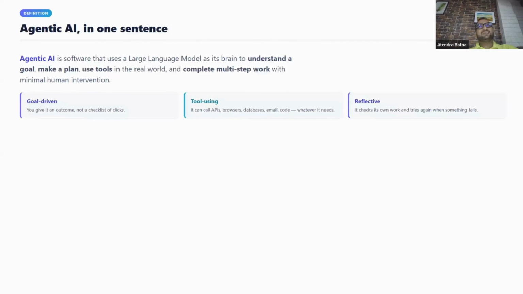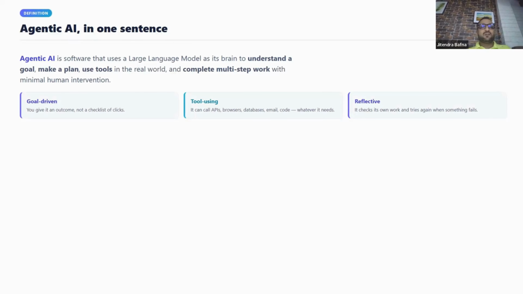So agentic AI is a software, or an agent, that uses a large language model as its brain to understand a goal, make a plan, use tools in the real world, and complete multi-step work with minimal human intervention. What does this mean? Agentic AI uses a large language model. The large language model can be Gemini, or Anthropic's Claude, anything like that. The large language model is the brain of your agentic AI.